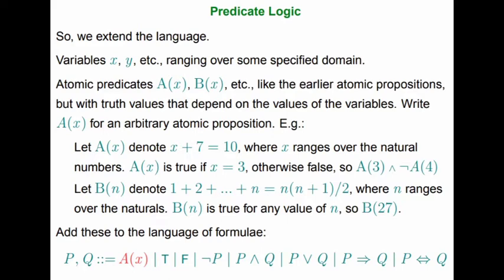Add this to the language of formulae. P and Q is defined as A of X, true, false, negation of P, P conjunction Q, P disjunction Q, P implies Q, and P if and only if Q.